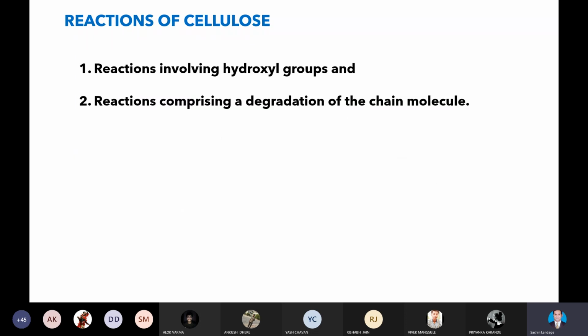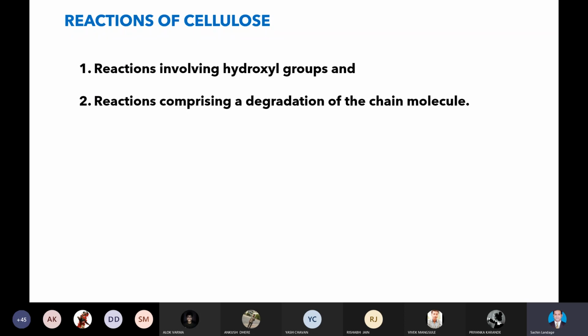Then the next point is the reactions of cellulose. Now, this point is not limited only to the cotton fiber, but is related to all cellulosic fibers, be it cotton, jute, flax, viscose yarn, polynosic yarn. In all these fibers, this particular reaction is going to take place.